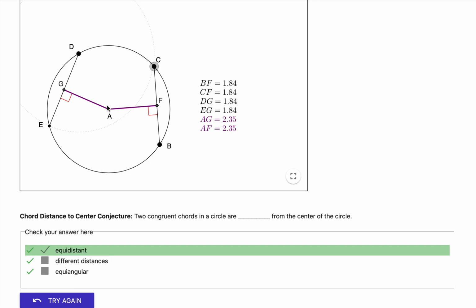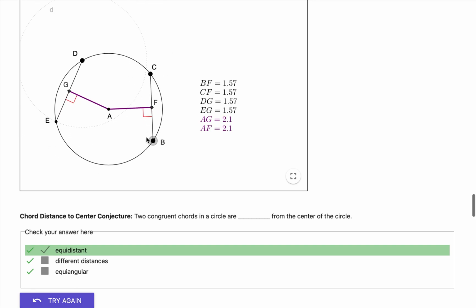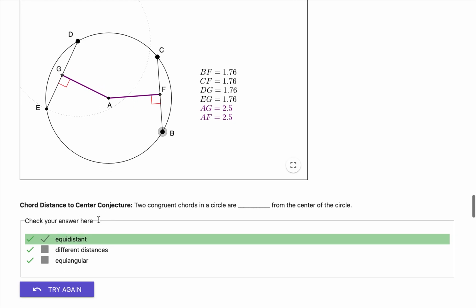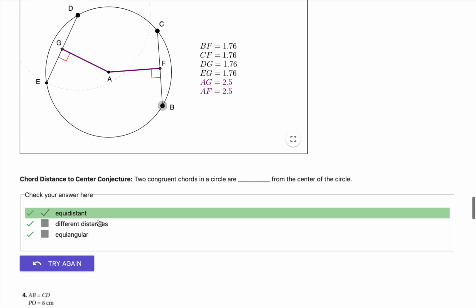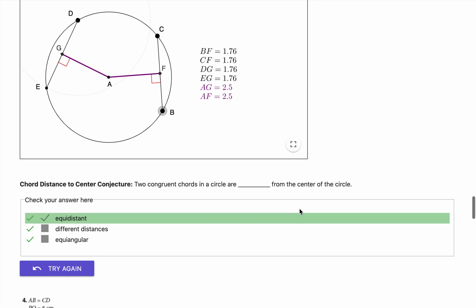The distance of line segment AF is congruent to the distance of line segment AG, no matter how much we move or change this circle. All right, so now we're going to add that to our notes. This is going to be the last addition to our notes before we just do some practice problems to end class today. We have 6 more problems for class, and then we can wrap it up.